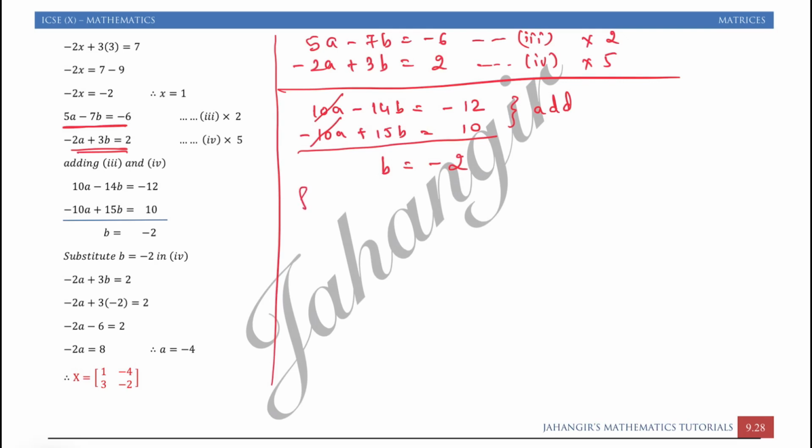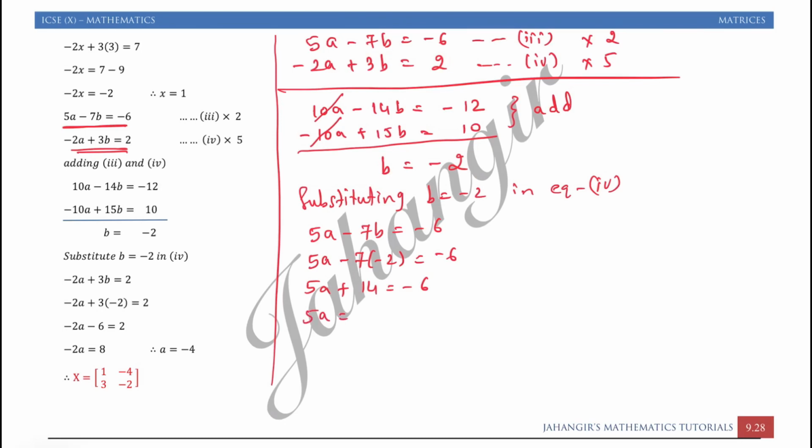Now substituting b is equal to minus 2 in the equation. So it's 5a minus 7b is equal to minus 6. So 5a minus 7 into b, which is minus 2, is equal to minus 6. 5a plus 14 is equal to minus 6. 5a equals minus 6 minus 14, 5a equal to minus 20. So a is equal to minus 4.